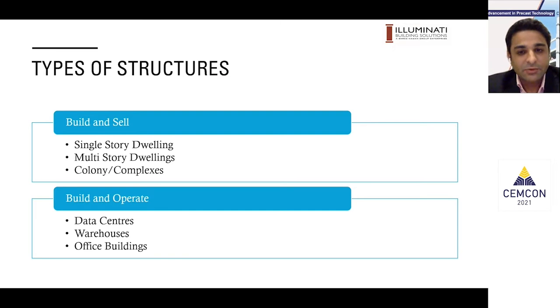Now, if we come to the types of structures that are really taking off in India, you can basically boil them into two brackets. One is the build and sell model. So you have single story dwellings, multi-story dwellings, basically residential. And you have a build and operate model, which is now picking up steam in India. So you have data centers, warehouses, office buildings, parking lots, n number of structures that are build and operate, where the developer or a third party is tasked with managing that structure for the rest of its usable life.